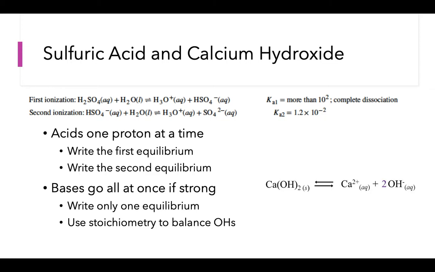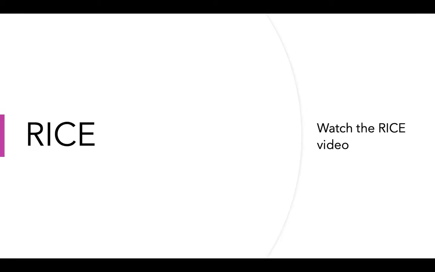And so then if I had a concentration of calcium hydroxide that was like 1 molar, then when it dissociates, I would have 2 moles of hydroxide for every 1 mole of calcium hydroxide. So my hydroxide ion concentration would be 2 molar, not 1 molar.